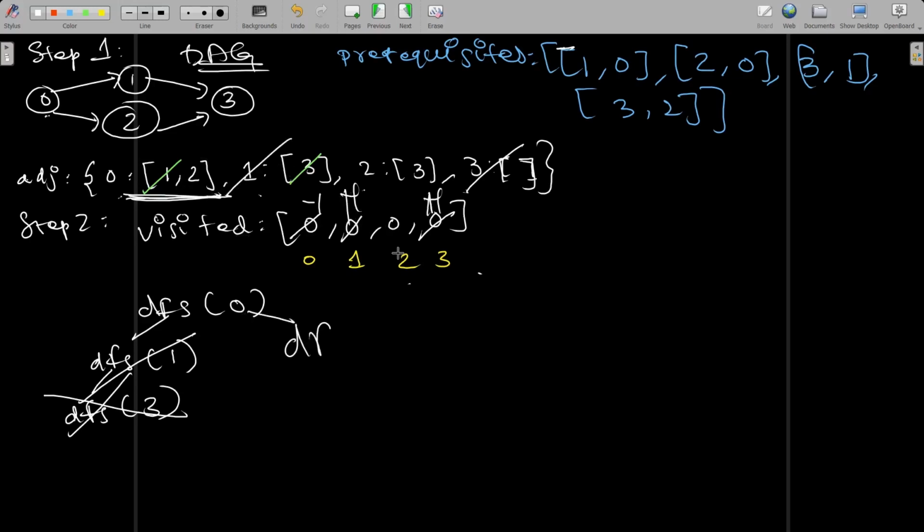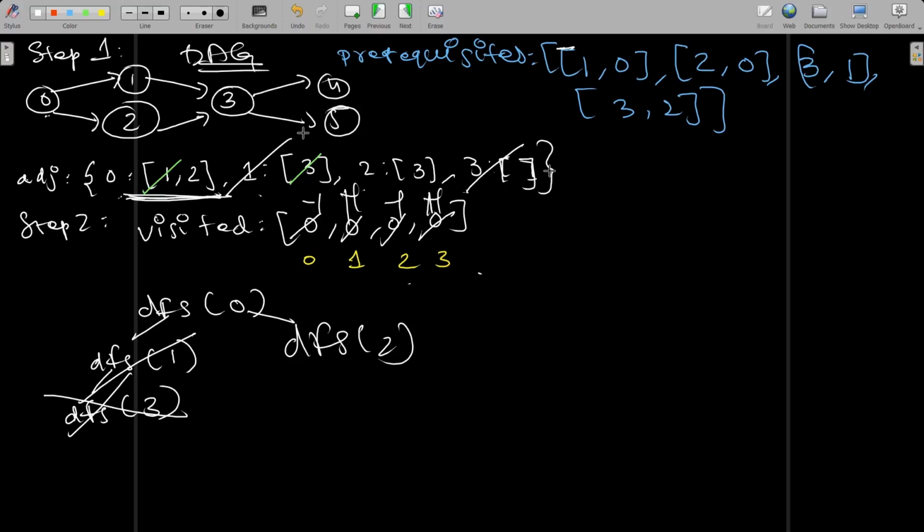We perform a DFS on 2 over here and we change this to a minus 1, and now we go to 3. Now what happens over here when we go to 3 is that, let's say I have a node 4 and 5 also like this, which are dependent on node 3.